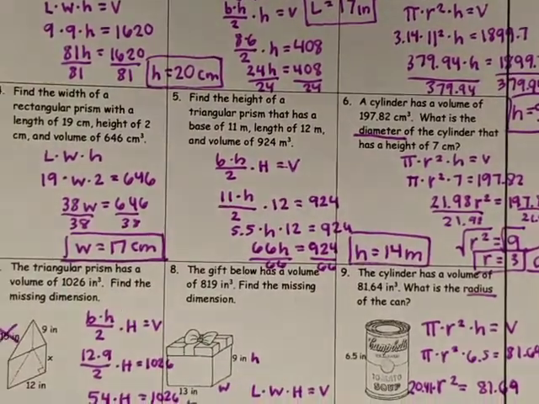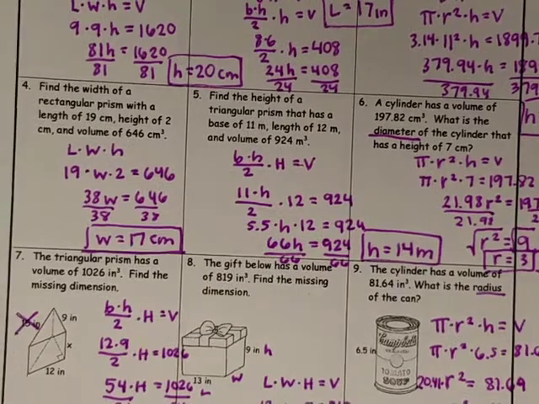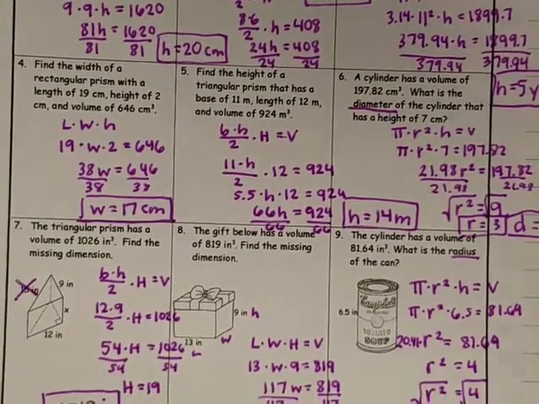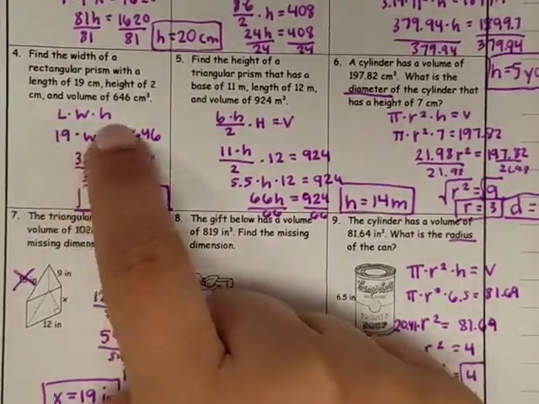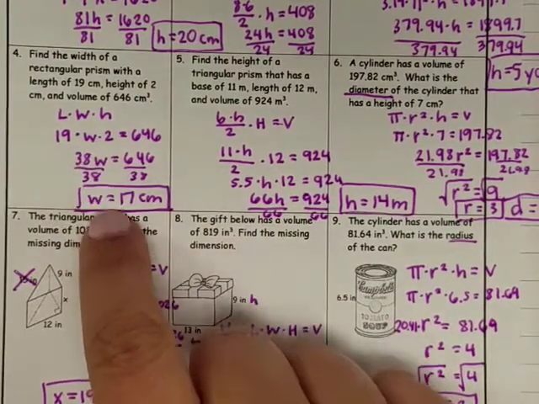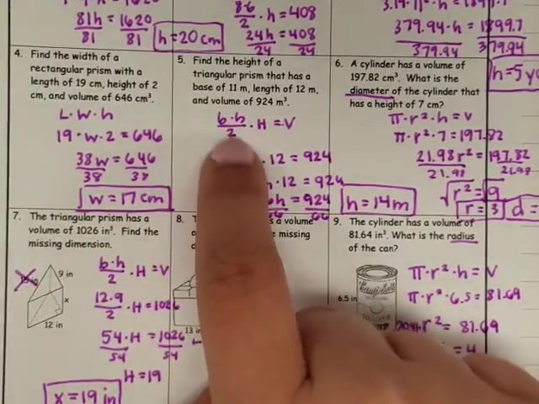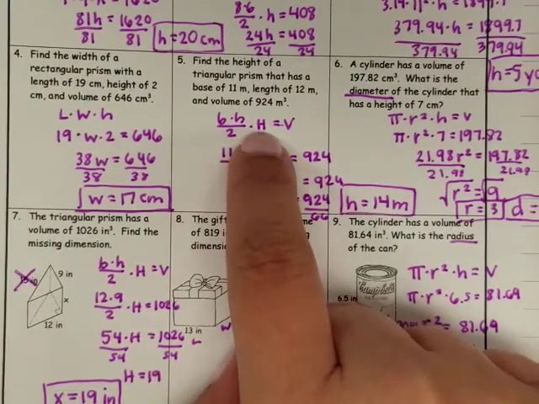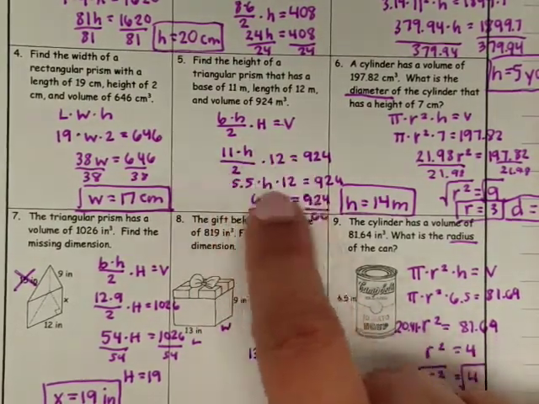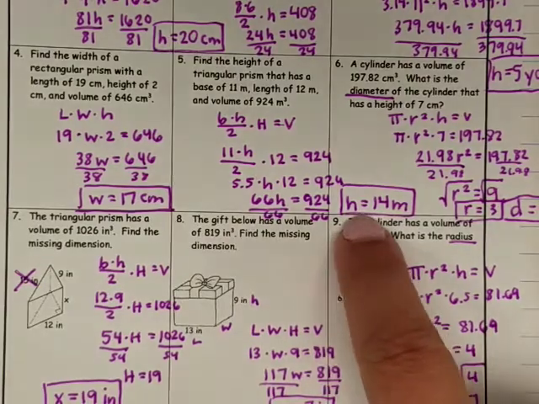All right, so here are the answers for numbers 4 through 9. Number 4, I did length times width times height, and I solved for W, and I got a width of 17 centimeters. For number 5, I used base times height divided by 2 times height to get my triangular prism, and I went through all the work, and I got a height of 14 meters.